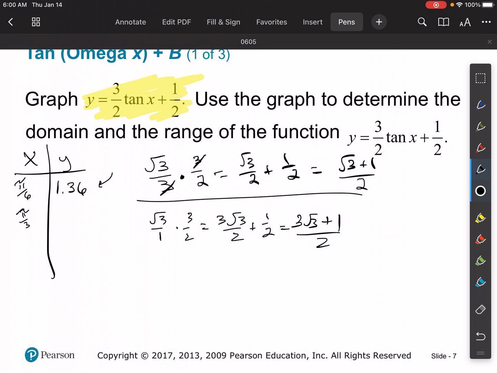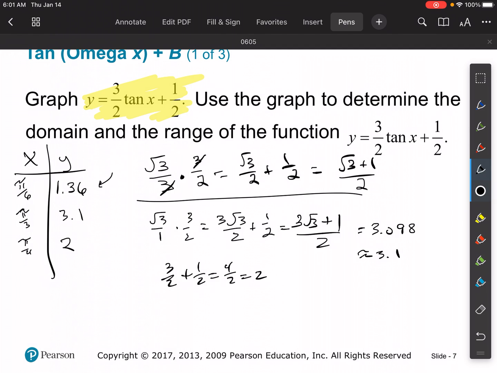Okay, if I take the square root of 3, multiply that by 3, add 1, divide by 2, I get 3.098, or 3.1 approximately. Okay, so this is 3.1. Then at pi over 4, we know at pi over 4 we're at 1. 1 times 3/2 is 3/2. 3/2 plus 1/2 is equal to 4/2, which is equal to 2.